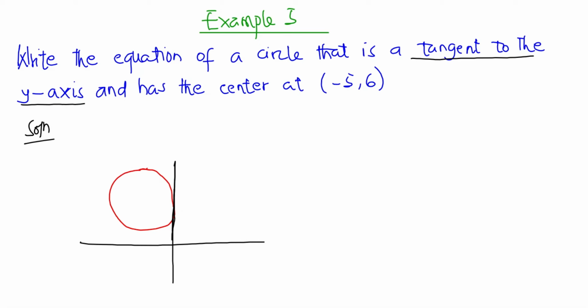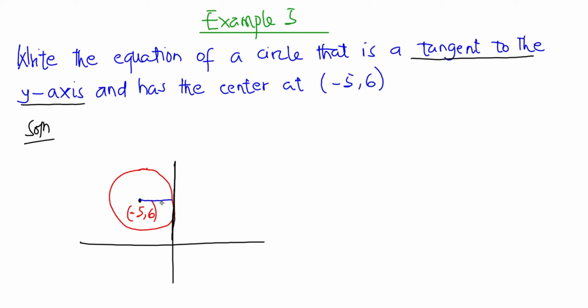Now from the question, it stated that this circle has a center of -5, 6, which implies that we are going to have here -5, 6, and that is the center. Now if that's the center, then from the center to any point on the circle gives us the radius. It means that the distance from the center to this point is the radius.